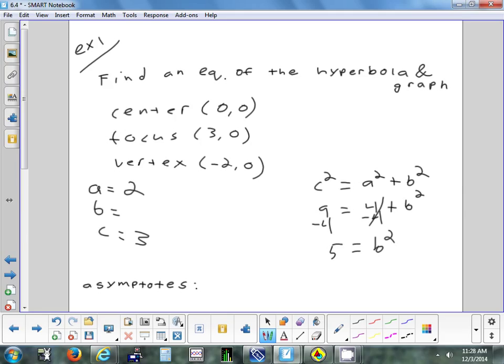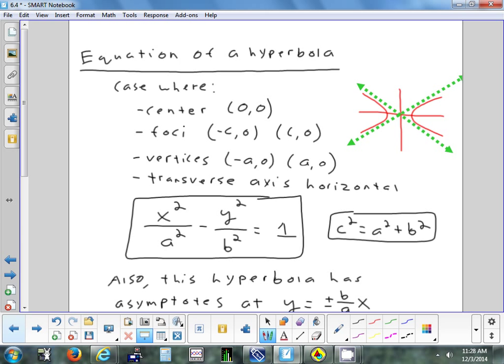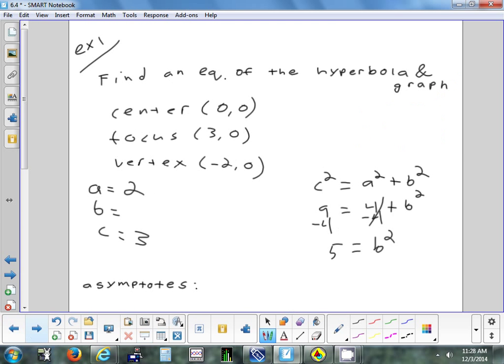Okay, do we really need B? The formula doesn't have B in it. The formula has B squared, so you don't really need B. Okay, so let's just leave it as B squared. Those are the two things we need.